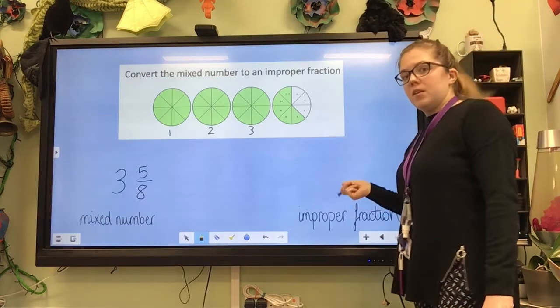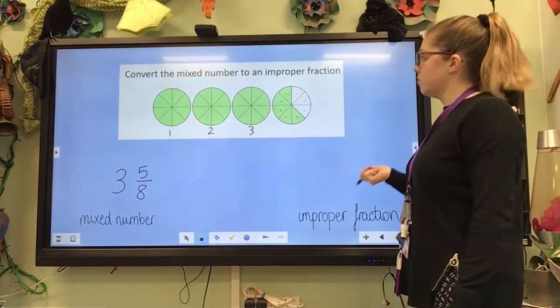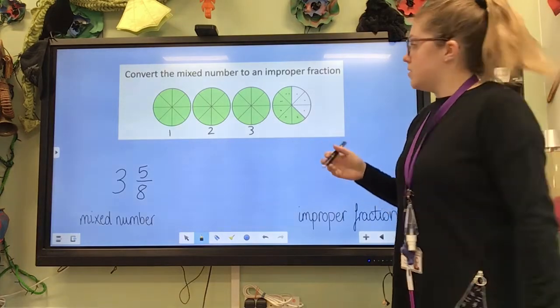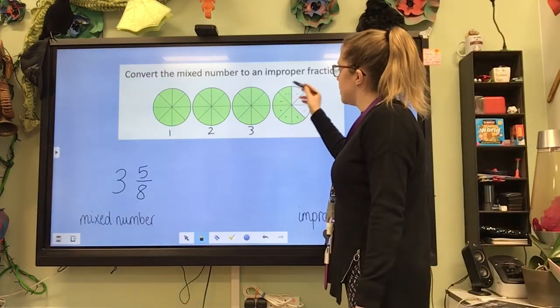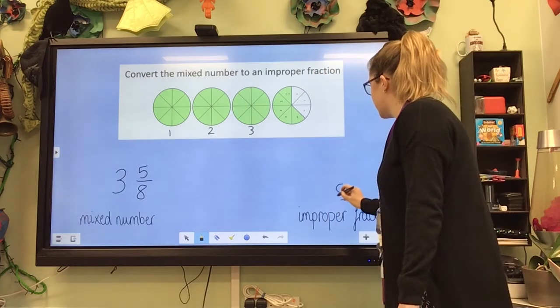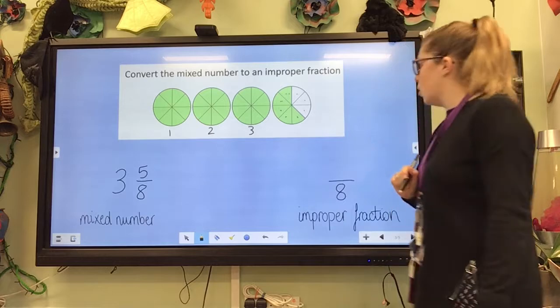Now, I want this as an improper fraction. So we know the denominator is 8 already, don't we? Because we worked out the number of parts in one whole for our mixed number. So that's going to stay the same. It's going to have the same denominator.